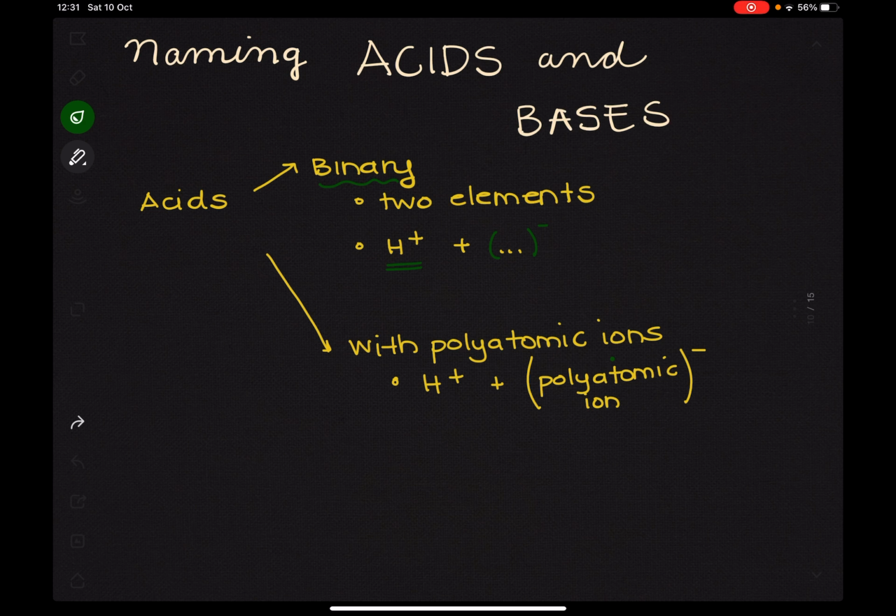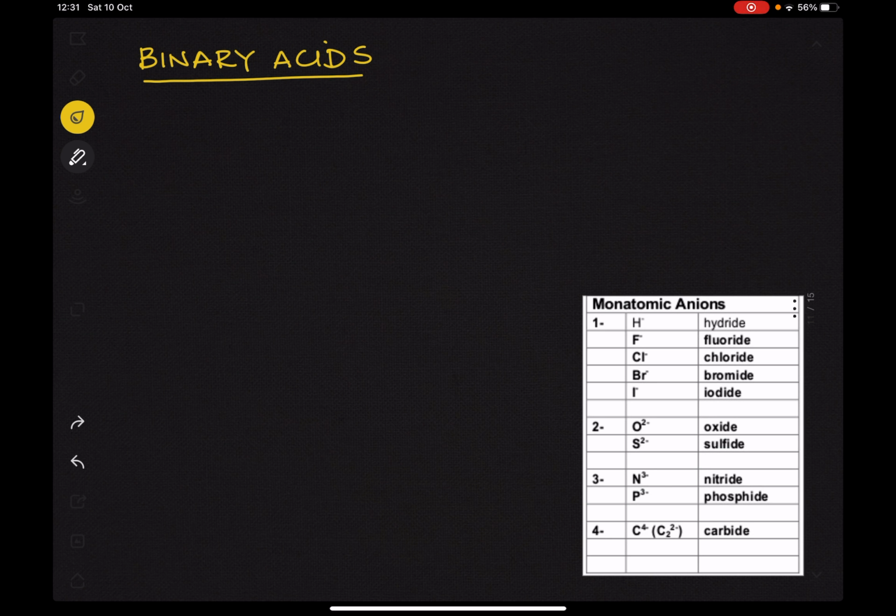Another type of acids that we can see is those composed with polyatomic ions, and these acids are named oxoacids because the polyatomic ion usually has an oxygen. So the polyatomic ions will have a negative charge, because the hydrogen will have the positive charge. So let's start with binary acids. So binary acids, as I said before, is just a hydrogen with its plus charge plus an anion, which is the element which has a negative charge.